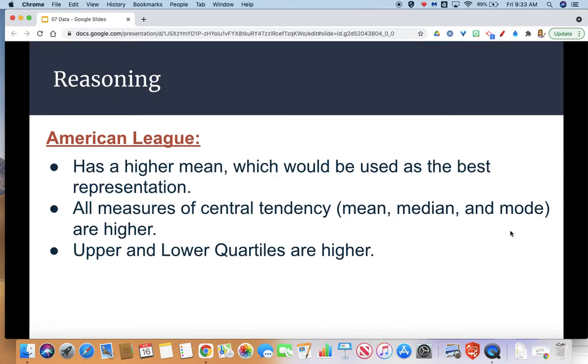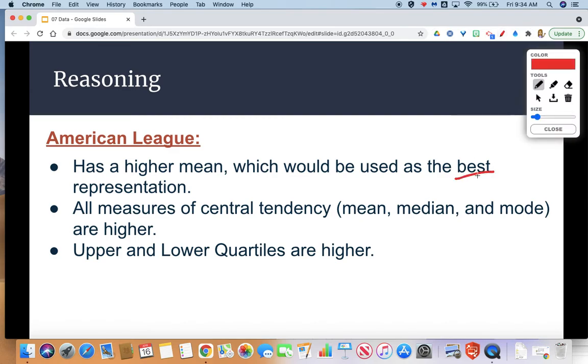Here's some reasoning. So American League has a higher mean, which we would use as the best representation. All measures of the central tendency, like we talked about, mean, median, and even the modes were higher, and then the upper and lower quartiles are higher. So we don't need all of these things to consider American League higher, but they all were higher. And a really good point here that I didn't touch on the last slide is, what would you use as the best representation? Would you use the mean, the median, or the mode? And then really focus in on that. Because we said mean was going to be the best representation for both leagues, let's focus in on that mean and see who has a higher mean overall.